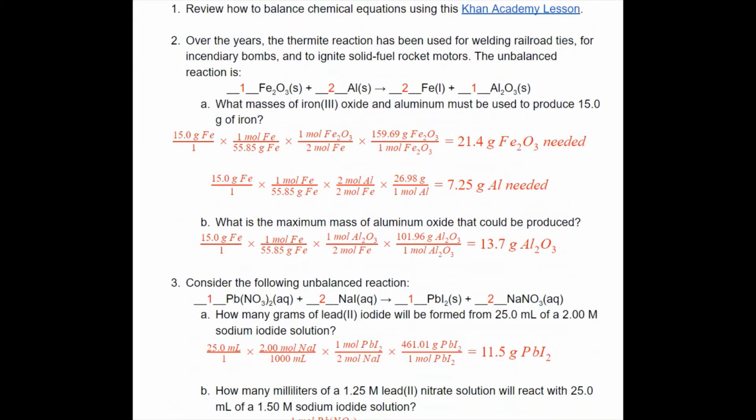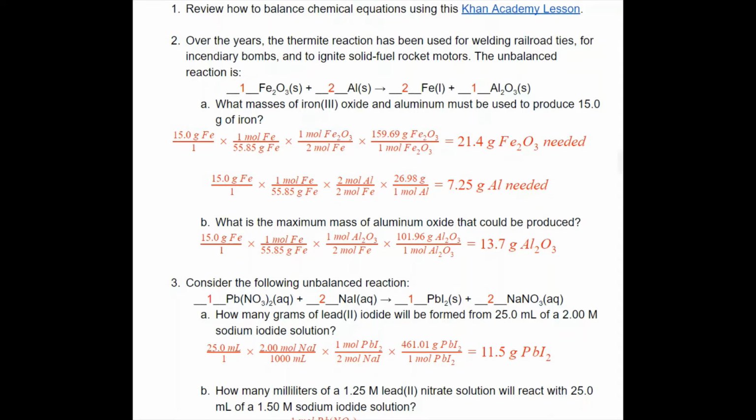So the first equation here that we have to balance is the thermite reaction. So the first question says, what masses of Fe2O3 and aluminum must be used to produce 15 grams of iron? So I'm going to do two calculations here, one for each reactant. I'm going to start with my desired amount of iron, which in this case is 15 grams. Then I can convert that into moles of iron, and then I can use this mole ratio to convert to moles of iron 3 oxide. Then I'm just going to use my molar mass and convert it into grams of each reactant. So slightly different mole ratio and different molar masses here. This gives us how much of each of these we need.